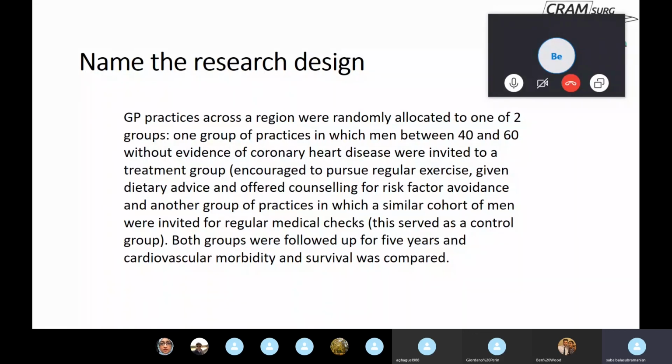The odd thing about this study is that practices were randomized. So they haven't randomized individual men. They've randomized practices, in which the practice that gets allocated to treatment will have a physiotherapist, a dietitian, and a psychologist, and the practices that are allocated to the control arm will not have these additional interventions. And this is an example of what we call a cluster randomized control trial, wherein the unit of randomization is not a patient, but a group of patients.